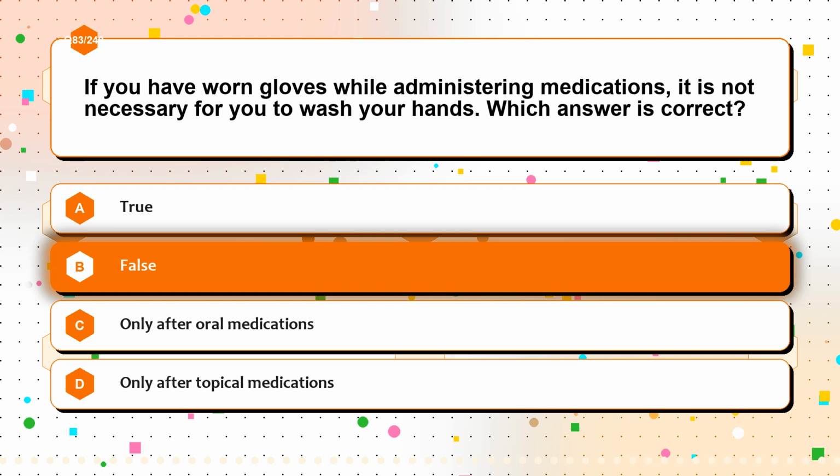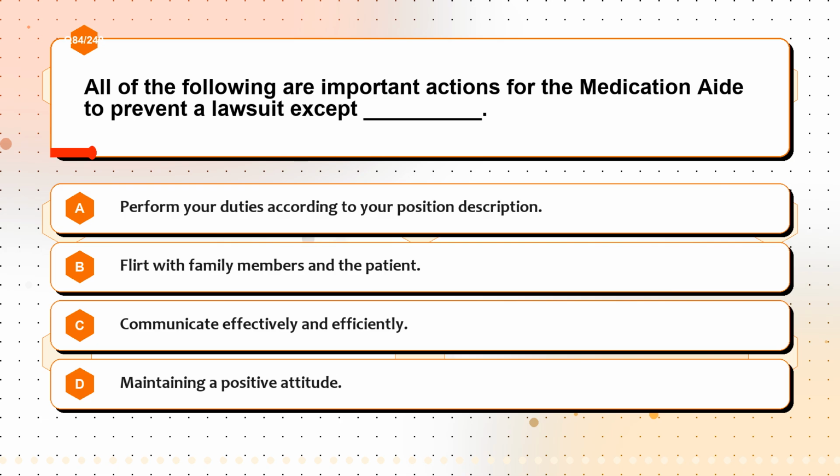The correct answer is option B, false. Question 84. All of the following are important actions for the medication aide to prevent a lawsuit except blank. Here are the options. Option A, perform your duties according to your position description.